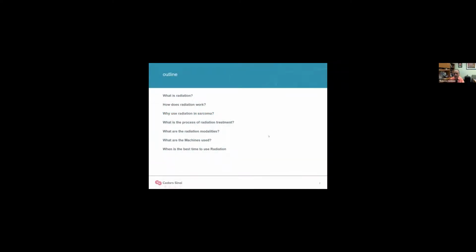So today I'm going to be talking about radiation treatment for soft tissue sarcoma mostly. To outline, I want to talk about what exactly is radiation, how does the radiation work, use of radiation in sarcomas, what exactly is the process when somebody is referred to me, what do we do? What are the different radiation modalities, what are the machines that are used, and what's the best time to use radiation?